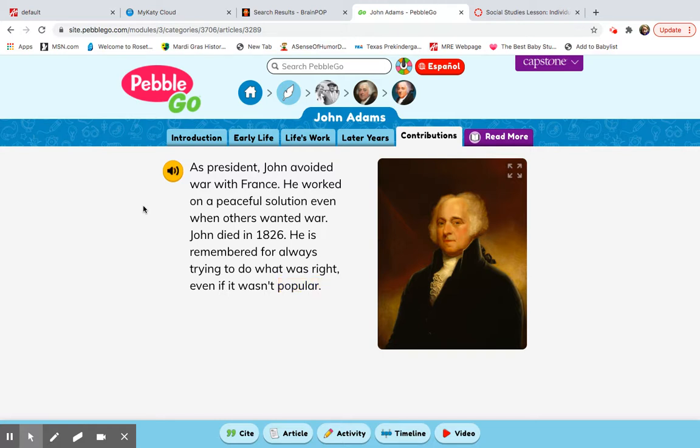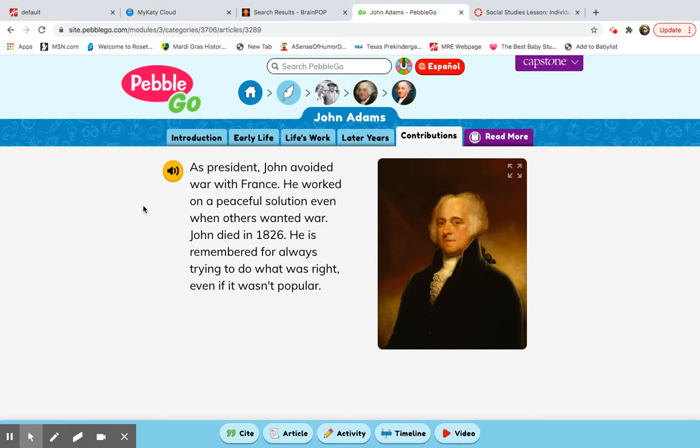So I want you to think about all these gentlemen we just read about: Thomas Jefferson, Benjamin Franklin, John Adams, George Washington, and Alexander Hamilton, and think about what was something they all had in common that they did, because that's what they did together to shape our community.